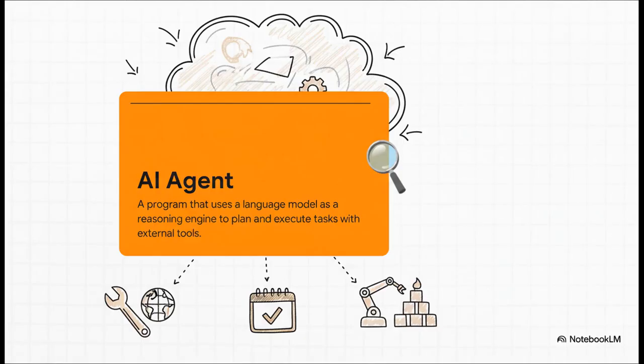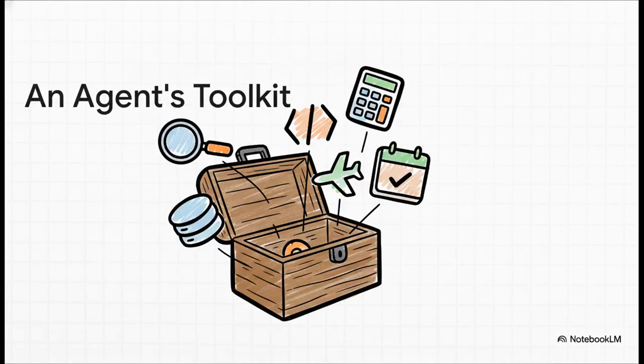So here's the simplest way to think about it. An AI agent uses a large language model as its brain. It's the core reasoning engine. But the agent's job isn't just to chat with you. Its job is to act, to plan and execute tasks out in the digital world by using a whole toolkit of external programs. And when we say tools, we mean, well, literally anything.